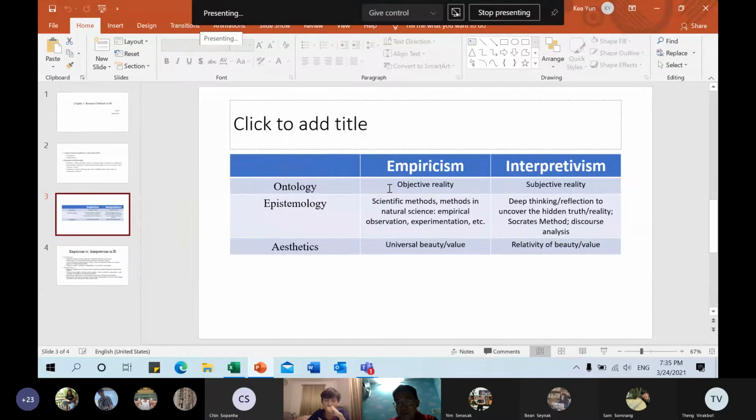For example, 2 + 2 is 4, right? It doesn't matter whether you are here, in the US, or anywhere, whether you like it or not, 2 + 2 is still 4. So this is called objective reality.